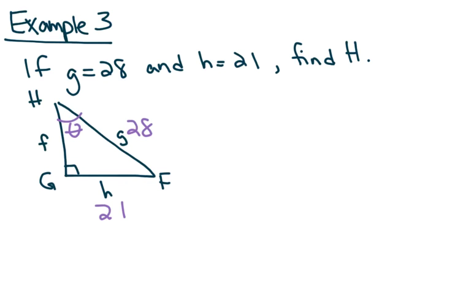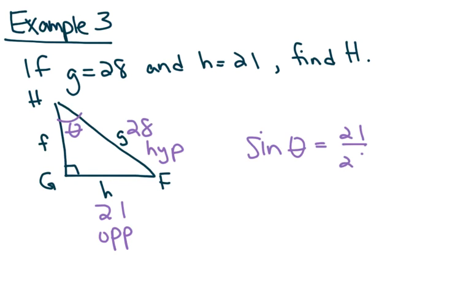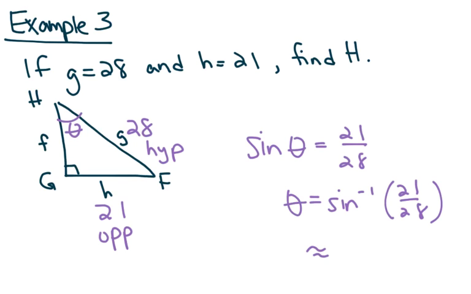All right, so if I know that side H is 21 and side G is 28, and I want to find angle theta, which I put at H, which trig function am I going to use? Well, I was given opposite and hypotenuse. The trig function that uses opposite and hypotenuse is sine. So the sine of theta is 21 over 28. So to find theta in my calculator, I'm going to do the inverse sine of 21 over 28. And the calculator is going to spit out approximately 48.6 degrees.